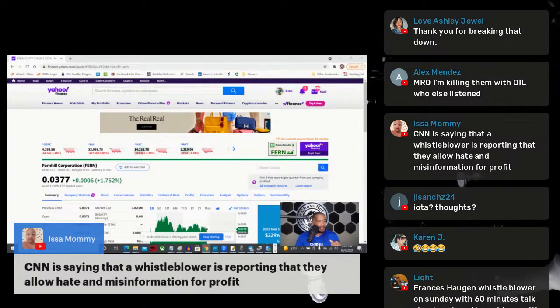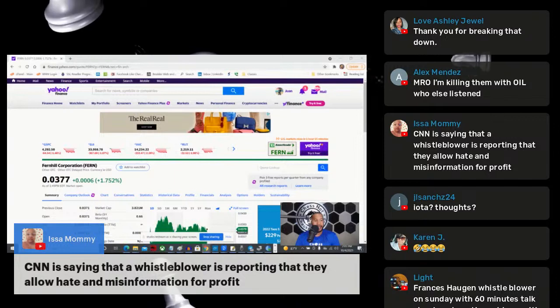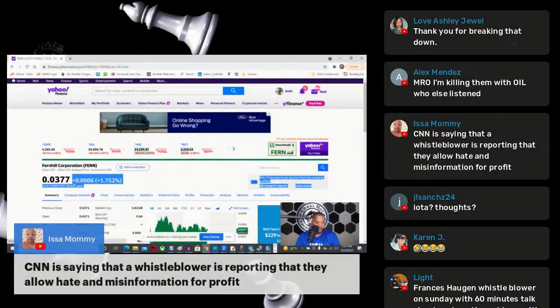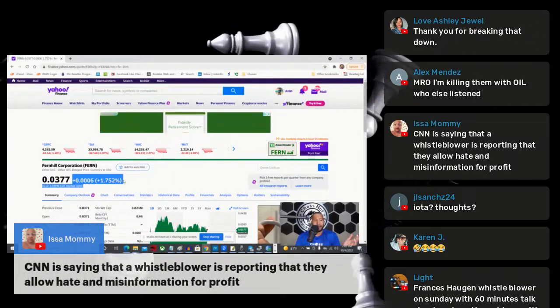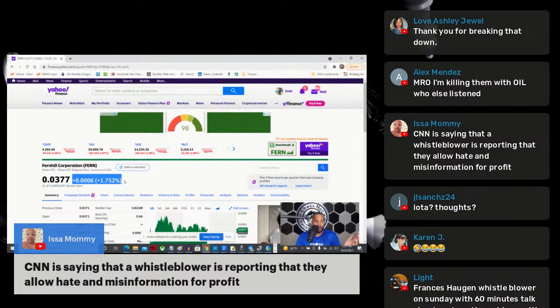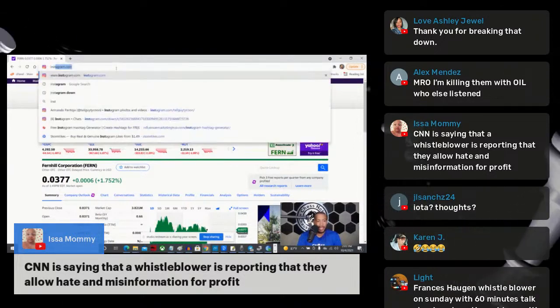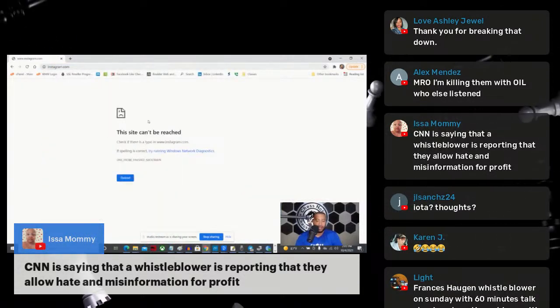Somebody says CNN is reporting that the whistleblower says they allow hate and misinformation for profit. Yeah, that was released yesterday. So it could just be a hacker like Anonymous or something, just angry. Some hackers have these social causes and they took it down as a statement. So we don't know, but I'm telling you, it's a hack attempt. They're still down. This is ridiculous.